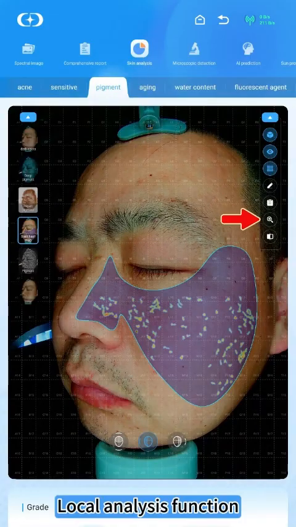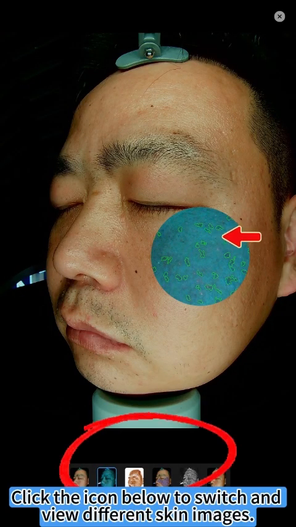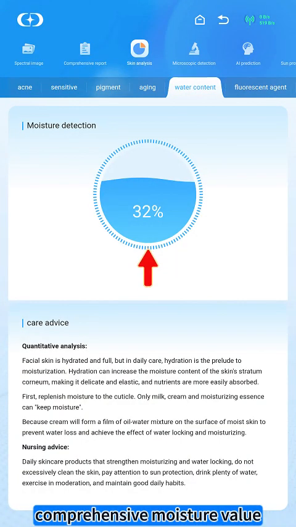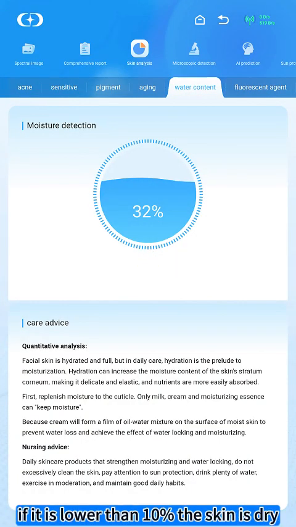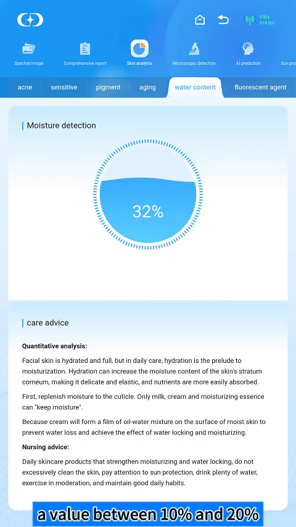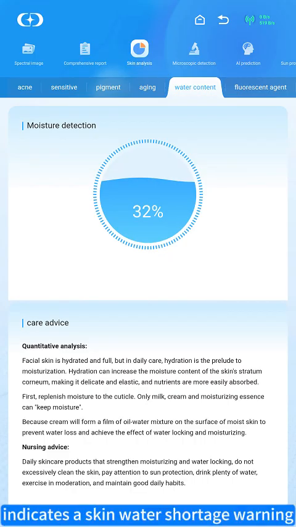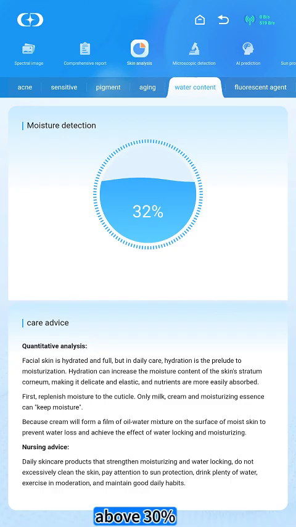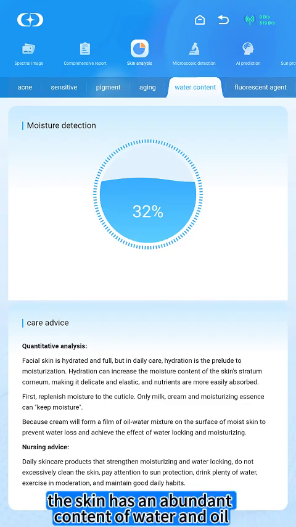Local analysis function. Click the icon below to switch and view different skin images. Comprehensive moisture value. If it is lower than 10%, the skin is dry. A value between 10% and 20% indicates a skin water shortage warning. Between 21% and 30% is considered normal. Above 30%, the skin has an abundant content of water and oil.